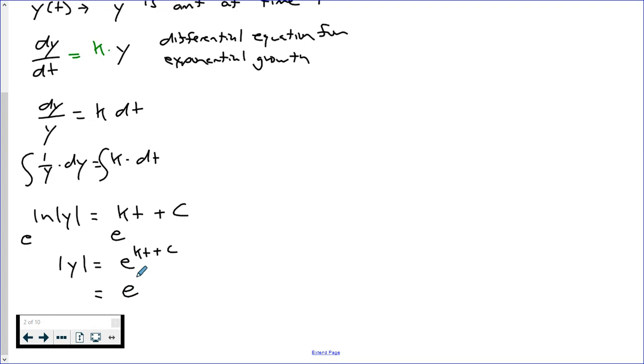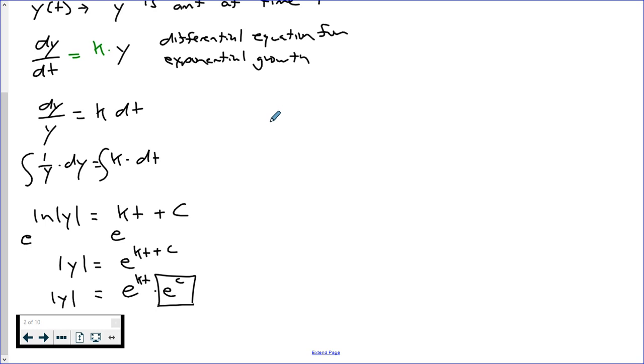So you can write this as e to the kt times e to the c, right? And that's because when you multiply two things with the same base, you add the exponents. I'm just using that in reverse. And at the end of the day, e to the c is just a number that could represent some constant.